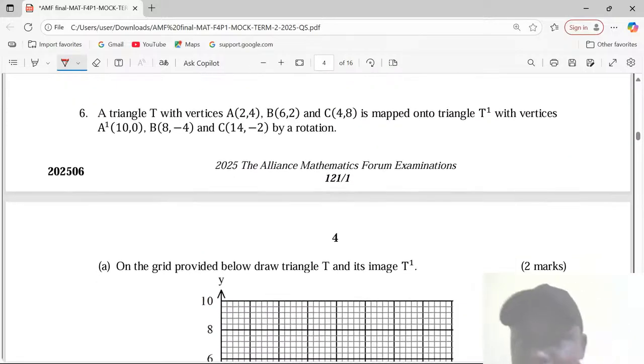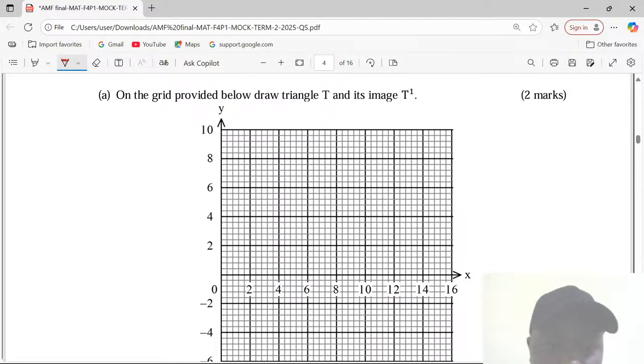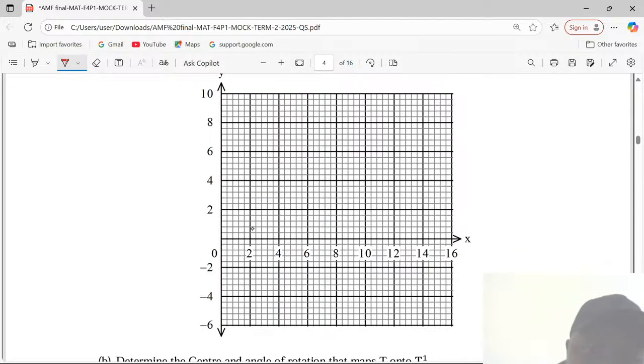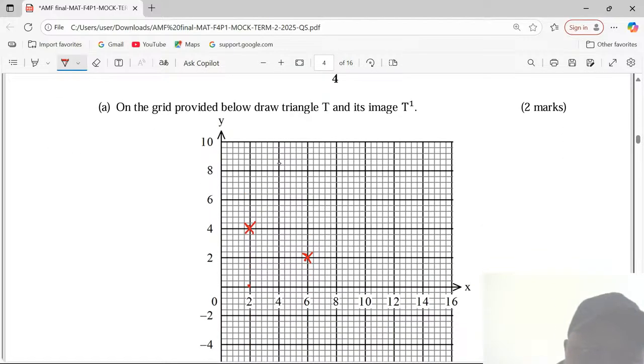So let me start by plotting T. 2, 4. The examiner has already given us the axis very well indicated, well labeled. So 2, 4, this one. 6, 2, this point. Is it 6, 2? Yeah. Then 4, 8. This is C. This is A. This is B. That is the first triangle. We can connect the dots now. This is the first triangle, triangle T.